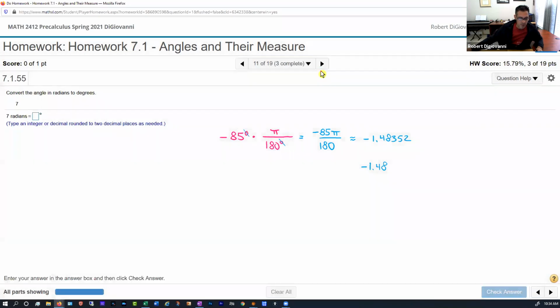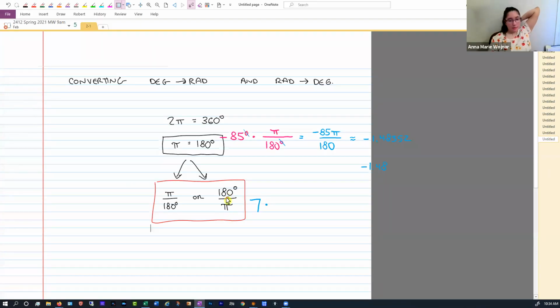Okay, let me see what the next one is. Now, this one says convert this angle in radians to degrees. So see how they just wrote 7 here? They didn't put degrees next to it. That means you need to know it's radians. So what would 7 radians be in degrees? So again, we're going to multiply this by something, but we got to use our conversion factor. We want to get rid of radians. Should be 180 degrees over pi. 180 over pi. So even though there's not radians down here, we're going to use this one, 180 over pi.